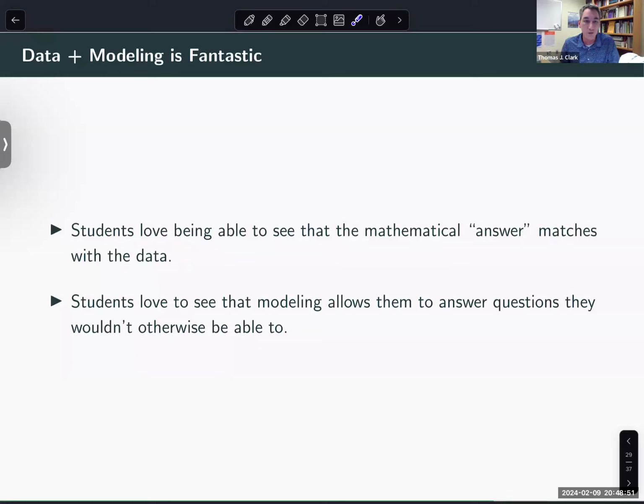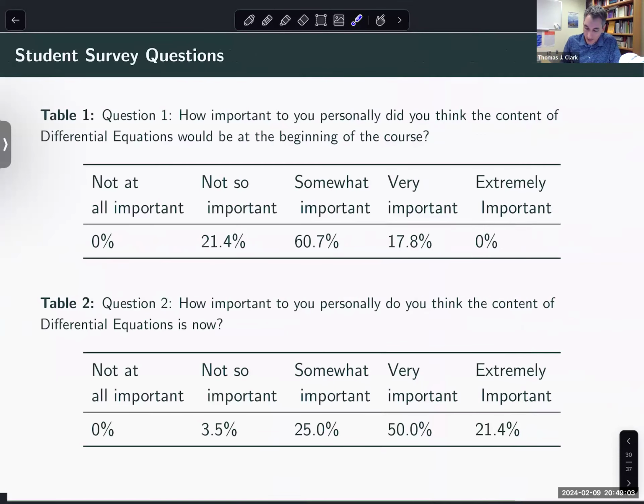Just informally, students have reported that they enjoy seeing that the answer matches the data. They like that modeling allows them to answer questions they wouldn't otherwise be able to. I did give them a survey, so you can take this or leave it if you want.